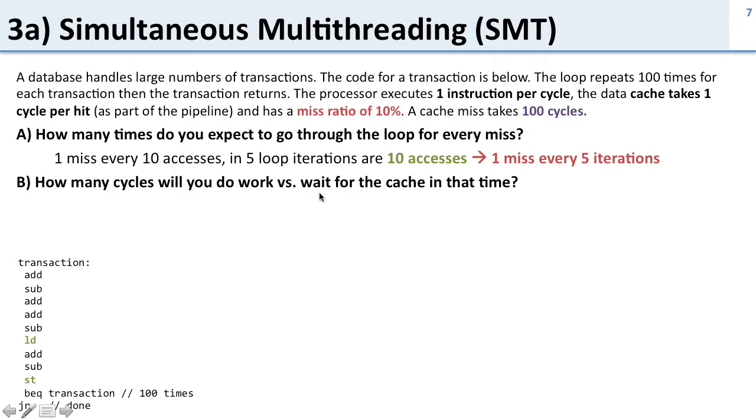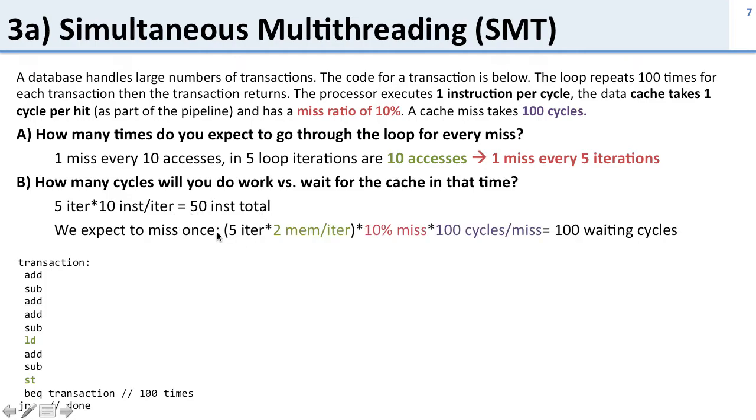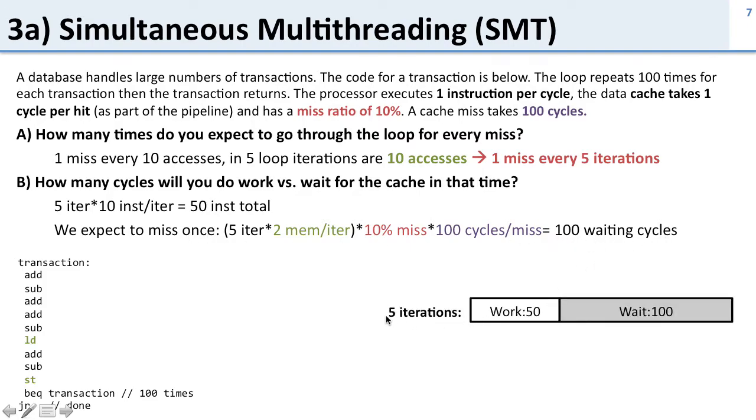Now, how many cycles would we do work versus wait? In the time we're going through the loop, 5 iterations times 10 instructions per iteration, we do 50 instructions total. And how long do we wait for the cache? Out of this time, we expect to miss once, so we'll spend 100 cycles waiting. So if we draw this out, for 5 iterations, we're going to spend 50 cycles working and 100 cycles waiting.